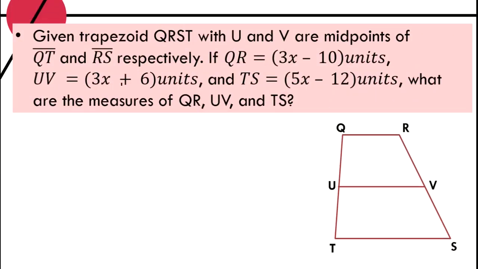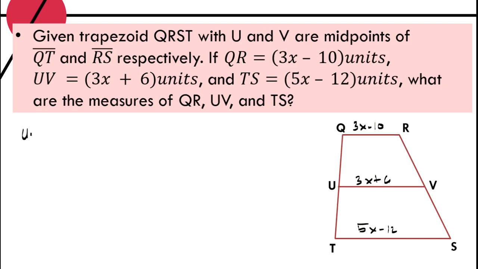Another example, given trapezoid QRST with U and V as midpoints of QT and RS respectively. So UV is a midline. If QR is 3x minus 10 and UV is 3x plus 6, while TS is 5x minus 12 units, what are the measures of QR, UV, and TS? So given the bases and the midline of a trapezoid, just apply the theorem to get the equation and solve for the variable x.